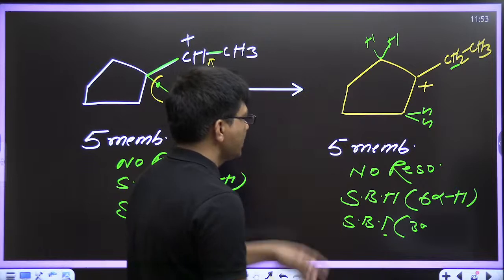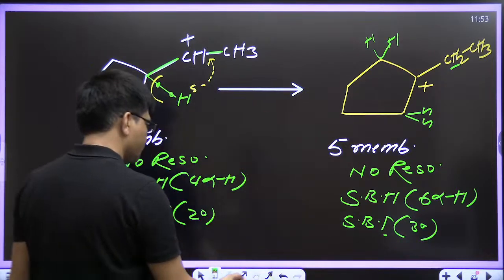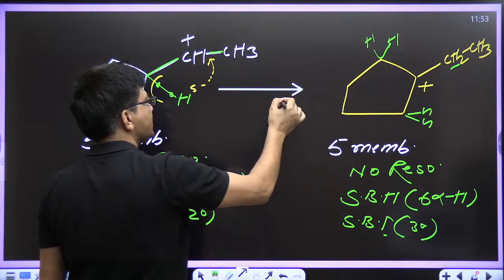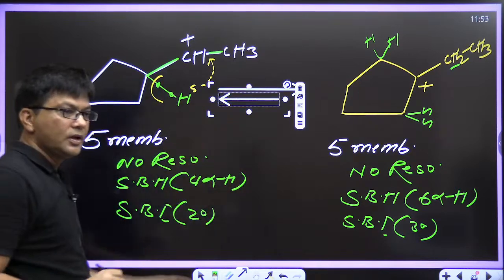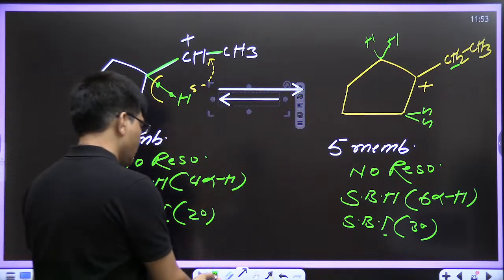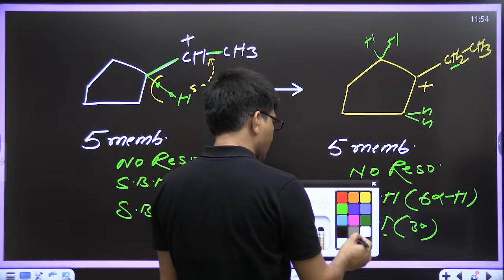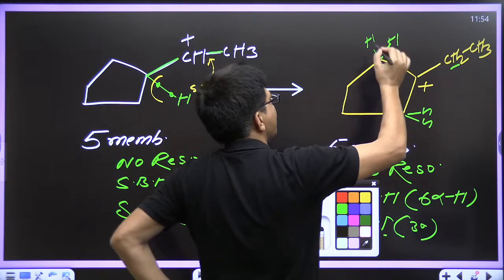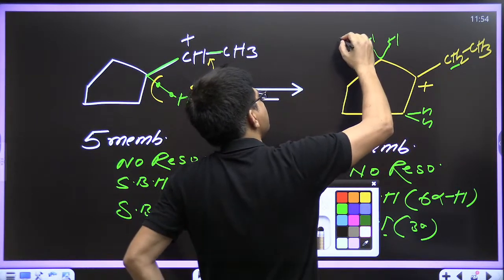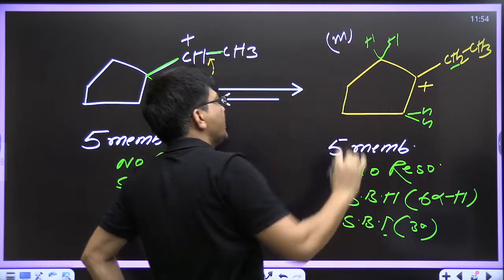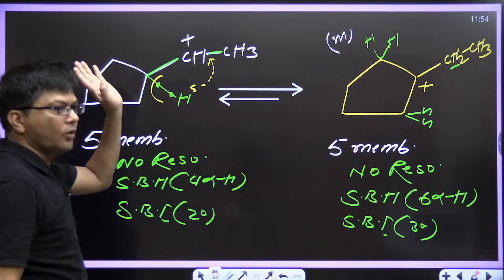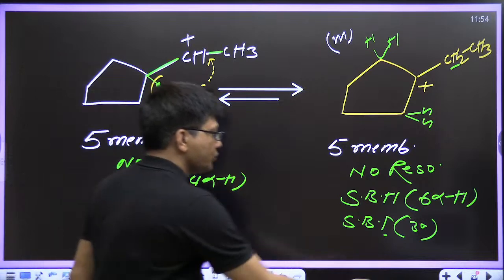So this carbocation is more stable. This carbocation is less stable. So it should be like this. So this is another carbocation. Let me tell you, if I call these carbocations X, Y, Z, and this is M, then definitely these two are 5-membered only. 6-membered is going to be more stable.